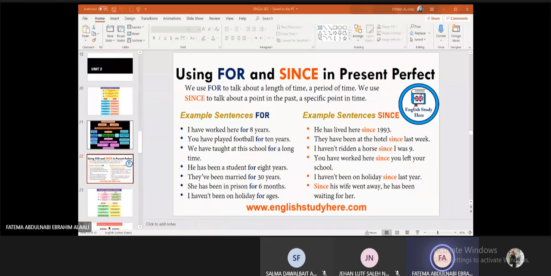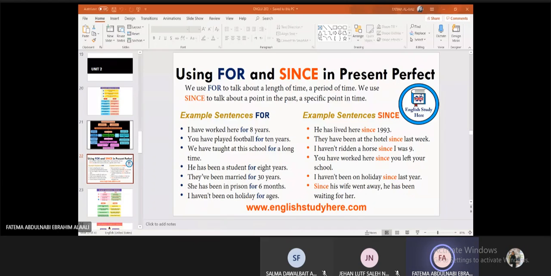Number 3, to express habits in the past, something we used to do in the past. When I was young, I watched lots of television every day after school. It's a past habit.